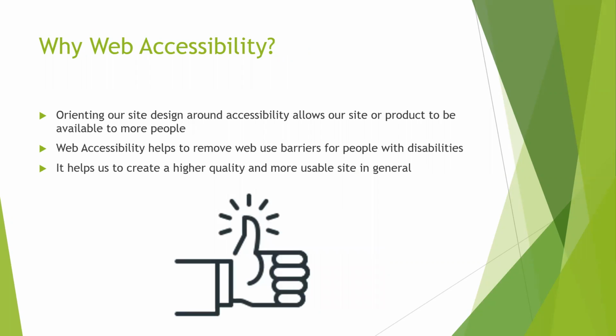So, why web accessibility? Why do we use it? Orienting our site design around accessibility allows our site or product to be available to more people. A lot of times, sites are used by companies, or even for personal use, you want your site to be seen. You're not just putting it on the internet to just be there, but you want people to see it and interact with it. So this helps you to reach more people.